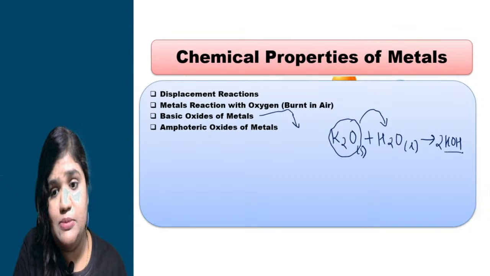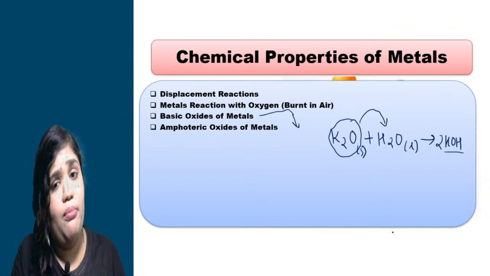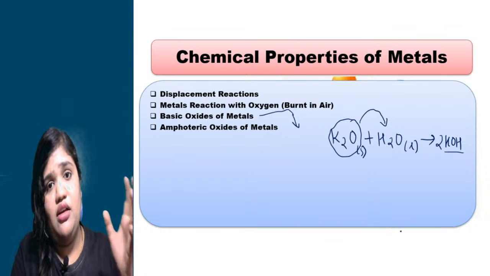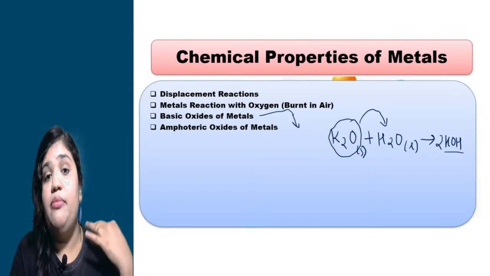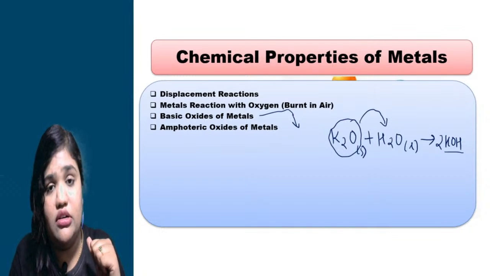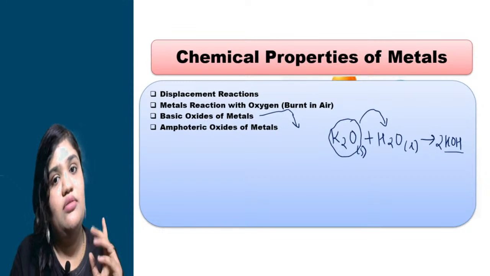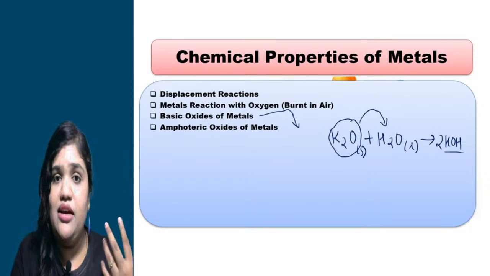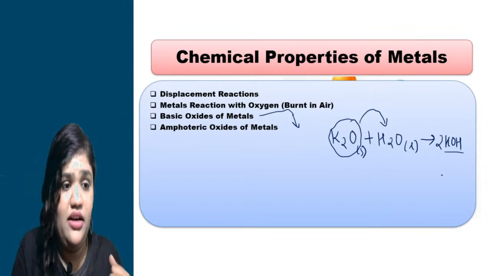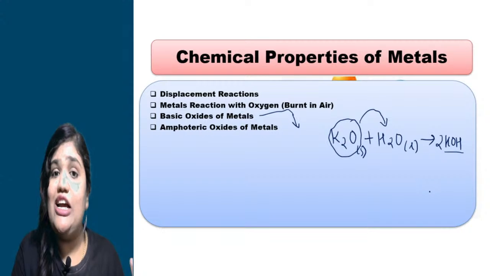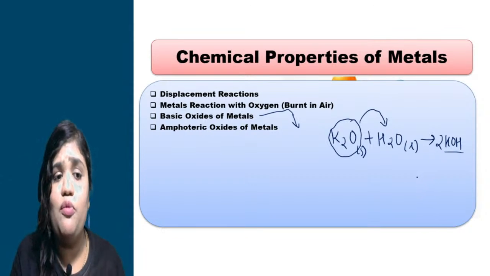Basic oxide. So this is basic in nature. So this is nothing but basic oxides of metals. Any metal oxide, when we dissolve it in water, will get converted into what? Basic, mostly an alkali. So this is alkali or base, right? So this is nothing but basic oxides of metal. Now what are amphoteric oxides of metal?